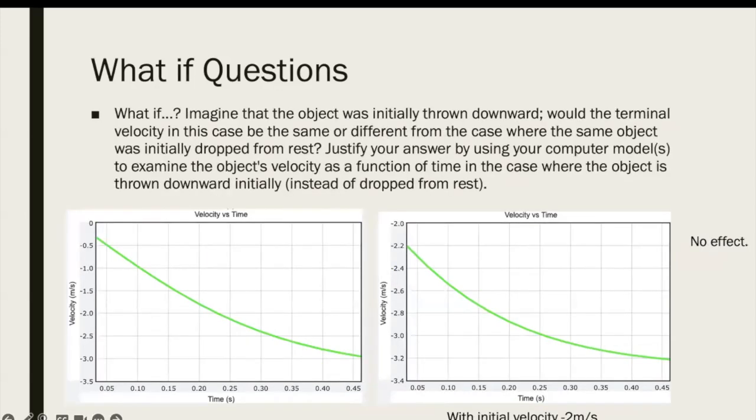What if the object was initially thrown downwards? I also modeled that in the code. I set the initial velocity to be -2, and it shows in the graph on the right. We can see that the initial velocity is pretty large, but the velocity tends to flatten pretty quickly compared to the left one. The terminal velocities are both around -3. So we can claim that there's no effect if I throw it with some initial velocity. Thank you for listening. That's all.